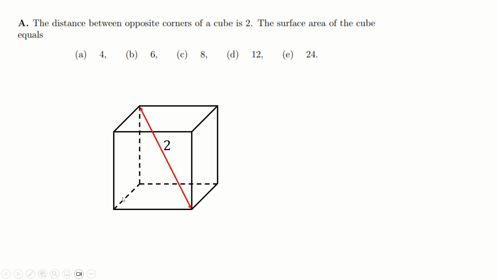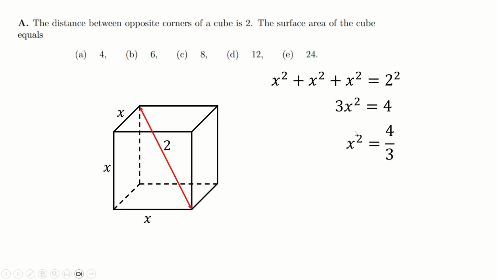There's a cube, so you can call every side x, and then hopefully you've done 3D Pythagoras the correct way, where you literally just say x squared plus x squared plus x squared is 2 squared, so therefore 3x squared is 4, and then divide and then square root. Except you don't really even have to square root because you're looking for the surface area, where each side is of course x squared, so the surface area is 6x squared, so just times this by 6, and you get the answer of 8.